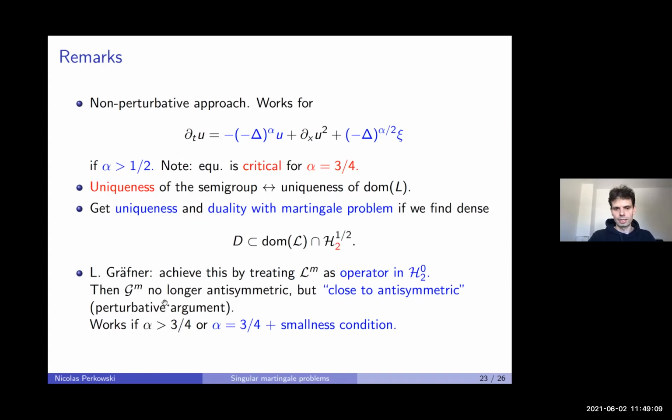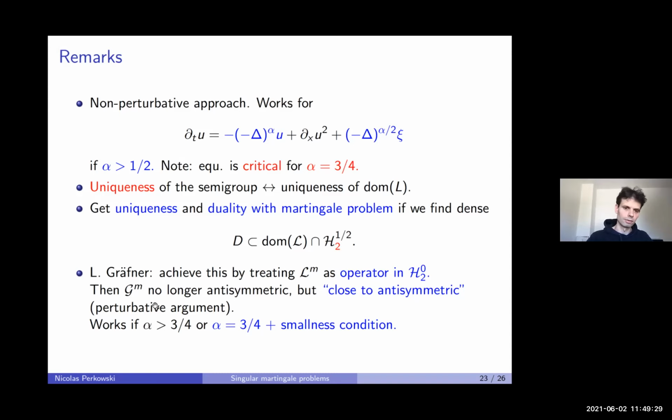And this was the second idea that Lucas had, which was very nice, to treat this operator as a perturbation. I mean, we can treat it as an operator in this space, then it will not be anti-symmetric, but it will be a perturbation of an anti-symmetric operator. And then using perturbative theory for operators, we can still do something.